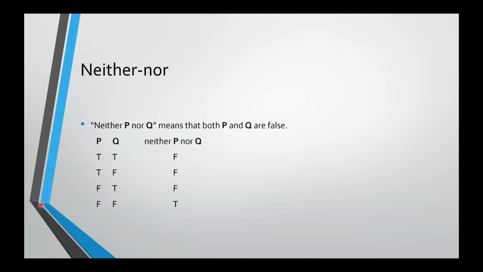So the first one will be neither nor. Neither P nor Q means that both P and Q are false. So here's the characteristic truth table for it. It's going to be true when both P and Q are false, and it's false otherwise.